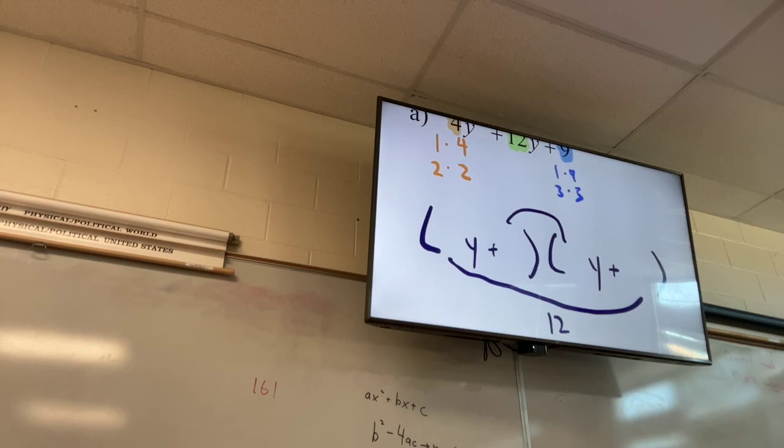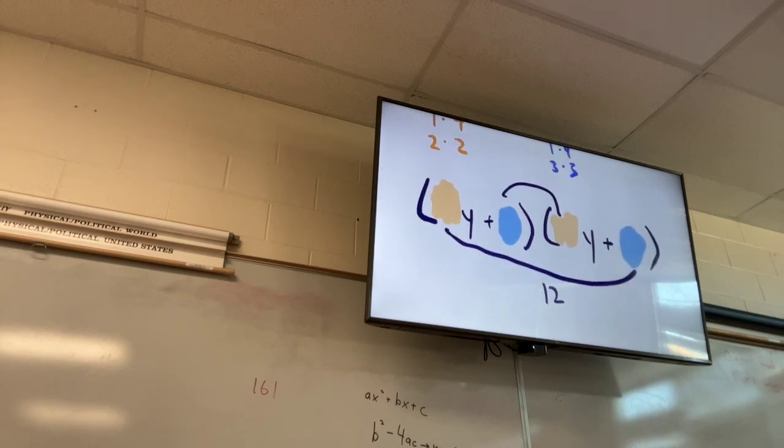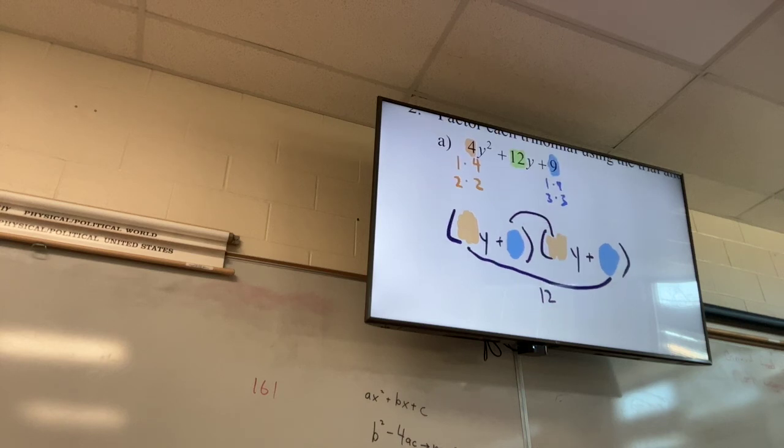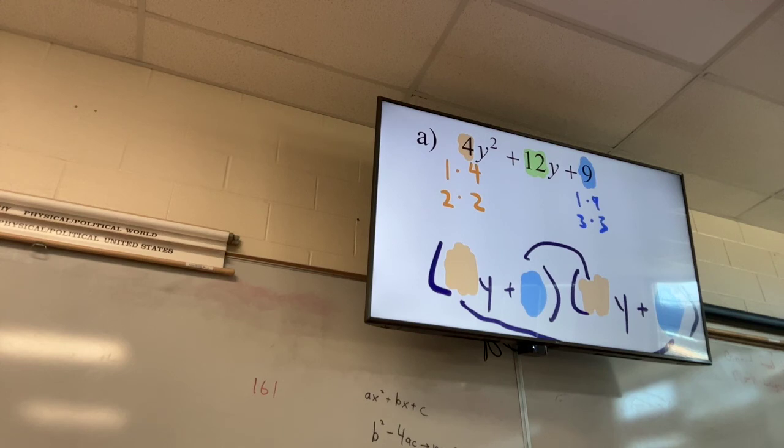So what you're going to do is pick 2 of your blue factors to put in the second spot, and pick 2 of your orange factors to put in the first spot. You have to do so in a way that when you do outer times outer and inner times inner and add it up, you get 12. So you just have to pick one at a time, okay? This is what the trial and check is. We're literally just going to go through.